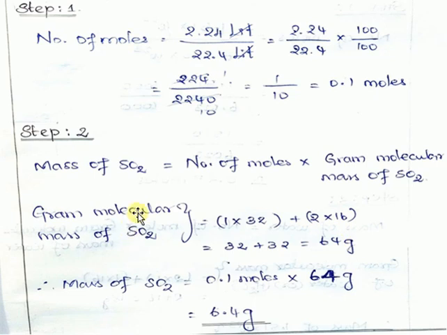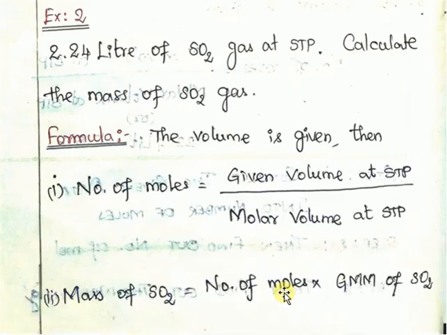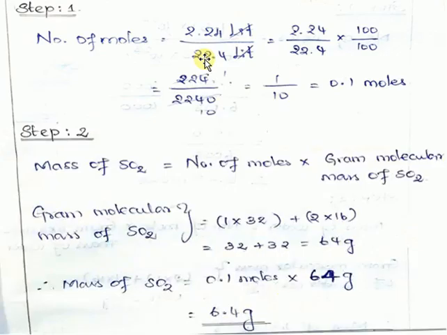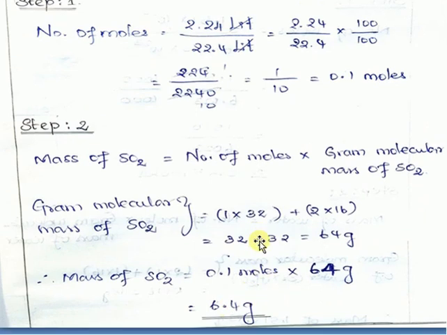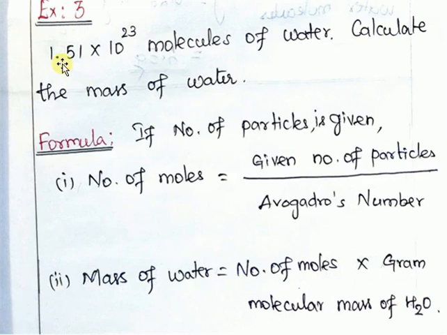So now we know the gram molecular mass of sulfur dioxide. Now number of moles is 0.1 into the gram molecular mass we have calculated, 64 grams. So if you multiply these two, we have got 6.4 grams. So what we have calculated is 2.24 liters of sulfur dioxide gas exactly weighs 6.4 grams. Now the next one, third example: 1.51 into 10 to the power of 23 molecules of water.